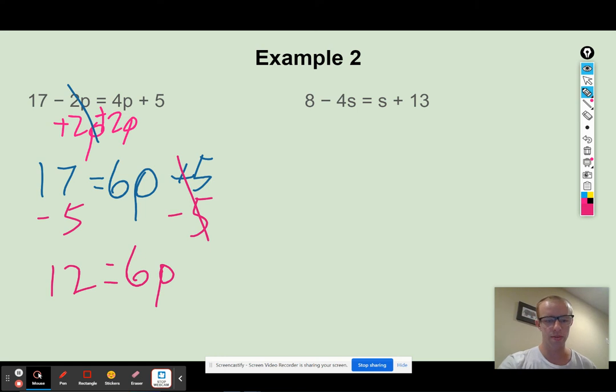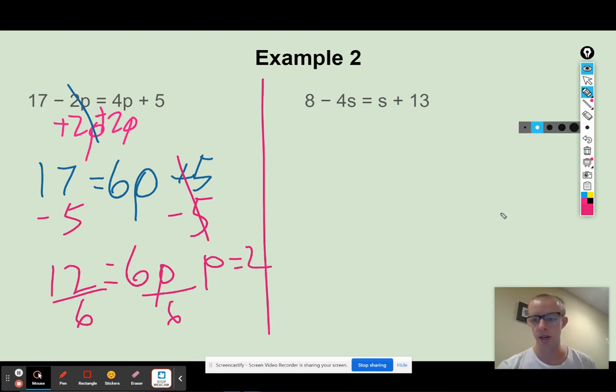6p came straight down. All right. To get rid of multiplication, I do division. I get p equals 12 divided by 6, which is 2. All right, so hopefully the negatives aren't tripping us up. Let's do this real quick. All right, let's do the next one.